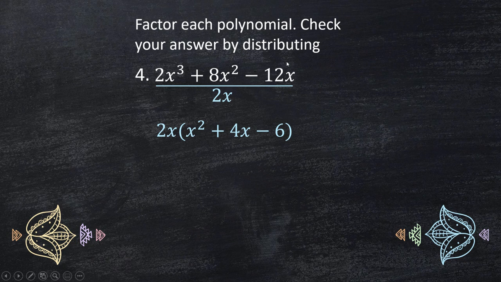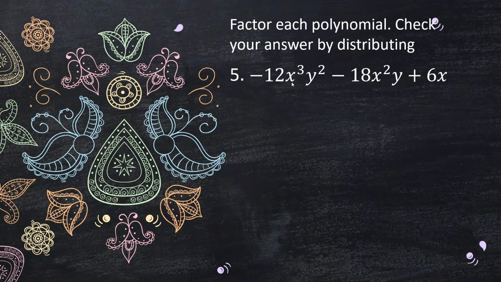So you'll know your answer is correct if you distribute and you end up back with the original expression. So when I take 2x times x squared, I would get 2x cubed. When I take 2x times 4x, I would get 8x squared. When we take 2x times negative 6, we would get minus 12x. So that's how we check by distributing.